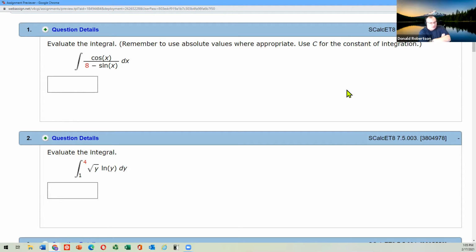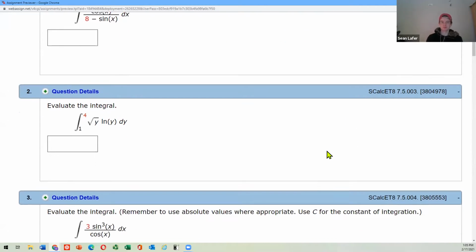Hopefully that's one you can see. It's a U-sub, but maybe not the most obvious one, or maybe it is the obvious one, I don't know. What would be the U-sub you should use in question 1? Anybody? Eight minus sin x. Correct, that's the right one.